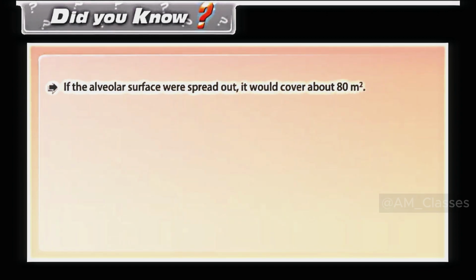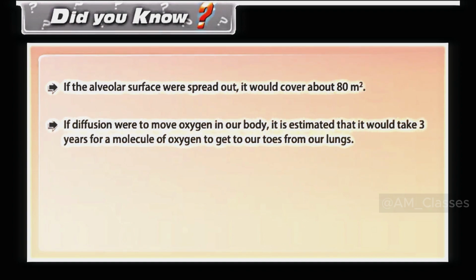If the alveolar surface were spread out, it would cover about 80 meters square. If diffusion were to move oxygen in our body, it is estimated that it would take 3 years for a molecule of oxygen to get to our toes from our lungs.